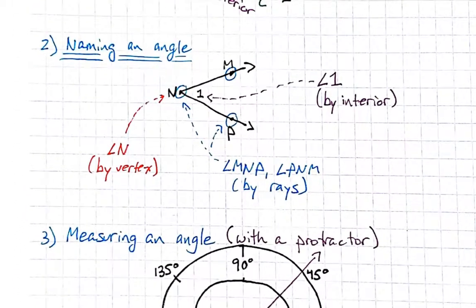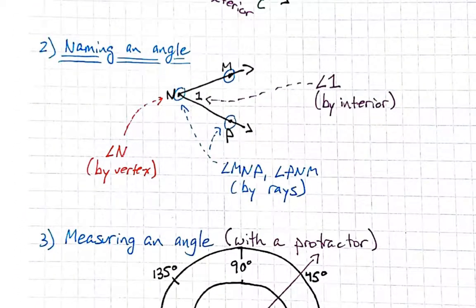Naming angles. Everything else has names, why not angles? There's several different ways to name angles. First, you could name this angle right here angle N, naming it by its vertex. You could name it by its rays, M and P, or P and M. Or you could name it by its interior. So we would put a small number or letter inside the angle. We'd call this angle 1.